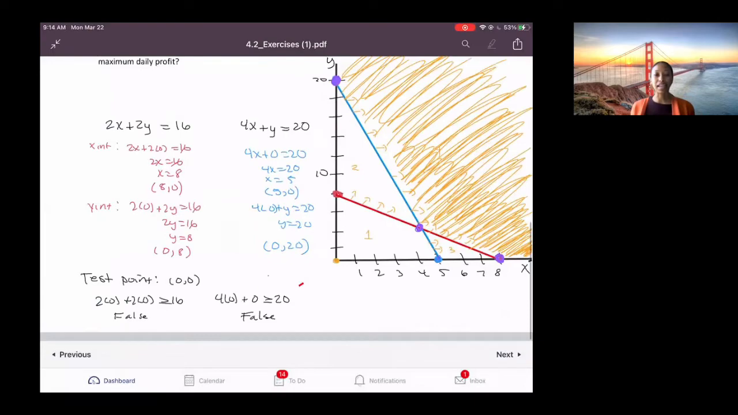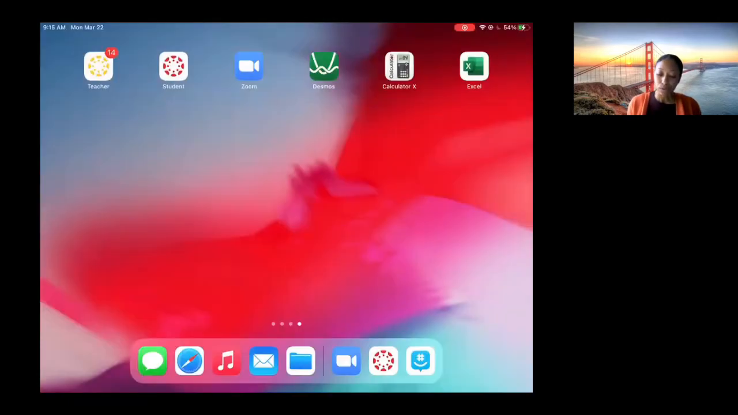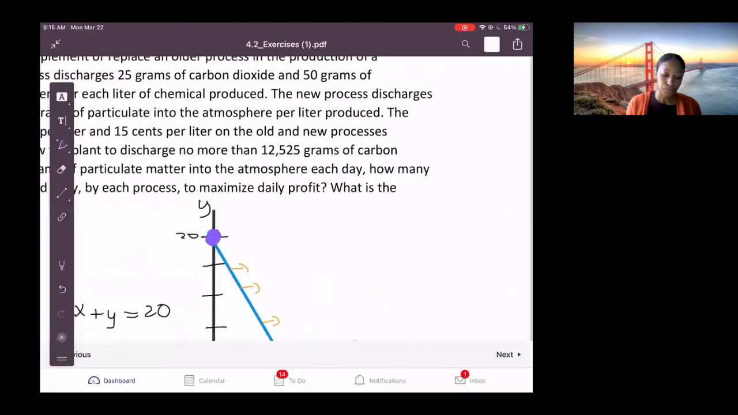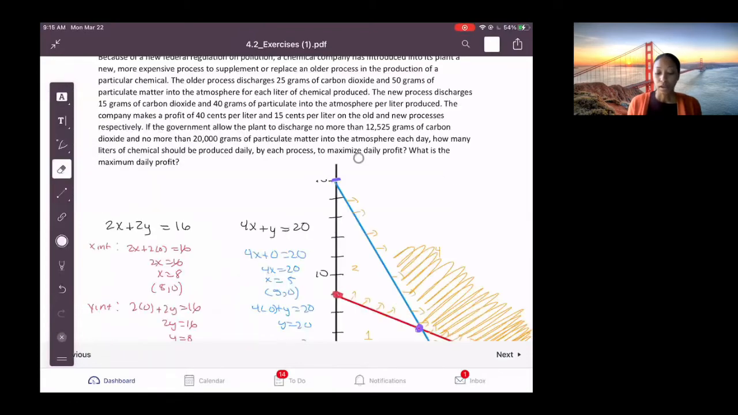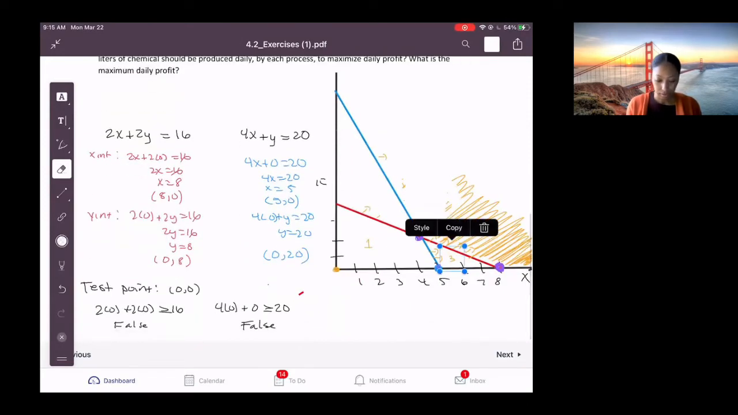So one problem down, one to go. We are going to read through the problem. Lots of information in that problem. From all of this information, oh no, this won't let me erase everything. Well, this ought to be interesting.